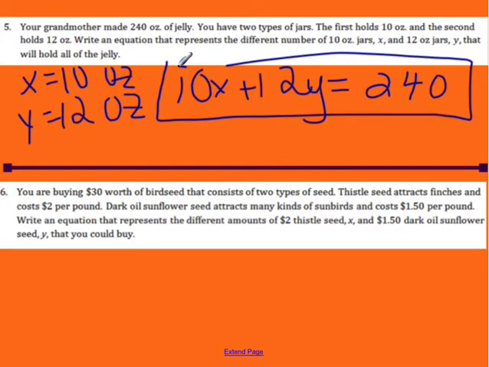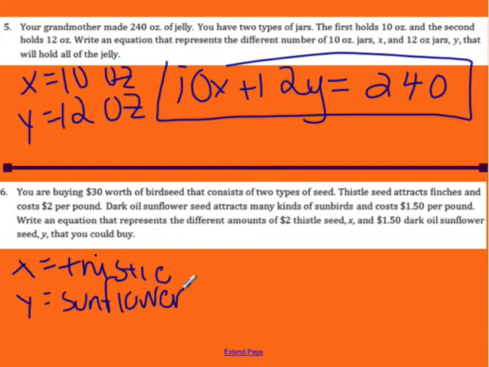You are buying $30 worth of birdseed that consists of two types of seed. Thistle seed, I'm going to let X represent thistle seed. So X is going to be thistle. Attracts finches and costs $2 per pound. Dark oil sunflower seed attracts many kinds of sunbirds and costs $1.50. And I'm going to let Y equal that sunflower seed. So we only have $30 to spend. So let's assume we're going to spend exactly $30, okay?